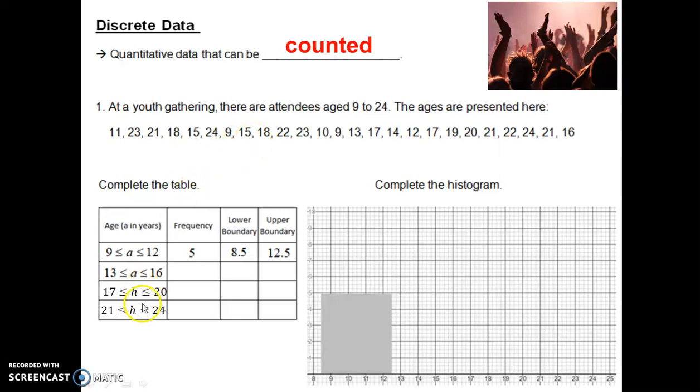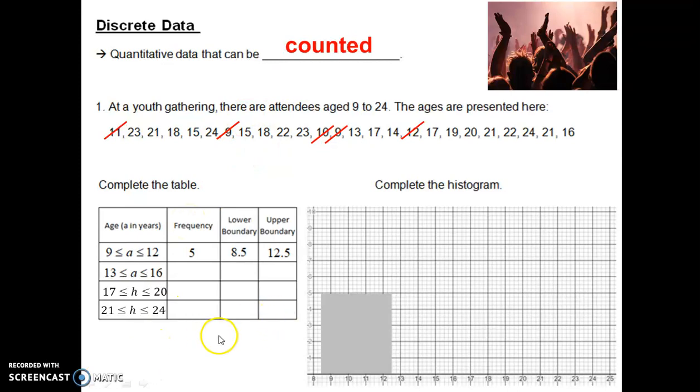Oh, let's fill in the rest of these. There's our other categories there, our class values. And then I'm going to count the ones from 9 to 12. So 11, 9, 10, 9, and 12. Cross those out. Those are the only ages between 9 and 12. There's 5 of those. Oh, there's one more there. No, sorry, that's the next one.